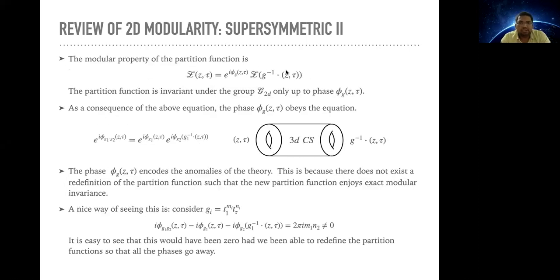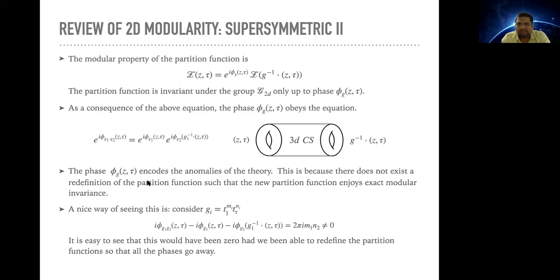Now, as a consequence of this equation, you can show that this phase obeys this condition here. And this is very easy to check. You write e to the i phi_g equal to Z divided by this side, you put it in, and you see that things cancel and you simply have this equation. This equation is sometimes called the first group cocycle condition. So this phase obeys this cocycle condition.